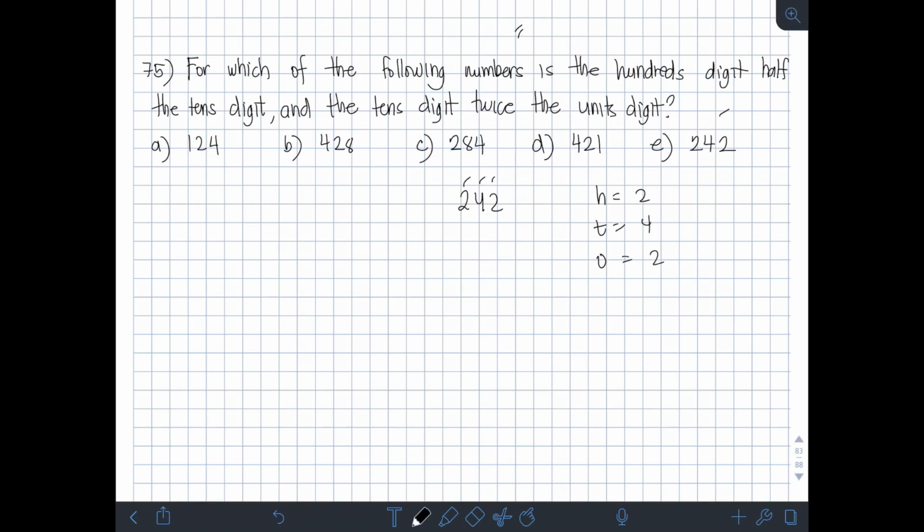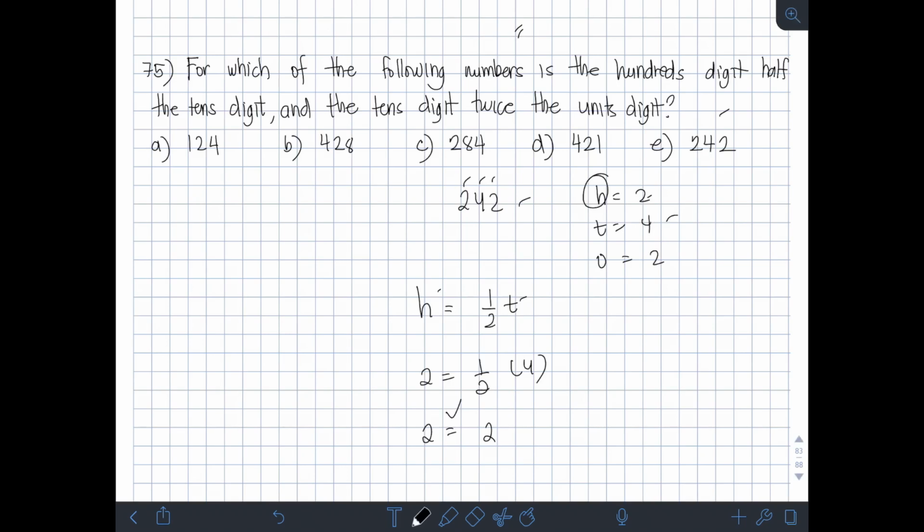So, the first condition says the hundredths digit, so H, is half the tens digit, 1/2 the tens digit T. So, let's verify if it's true. What is the hundredths digit? 2. 1/2, what is the tens digit? 4. So, 2 is equal to 1/2 times 4, which is 2 also. So, therefore, true. So, this number satisfies the first condition.